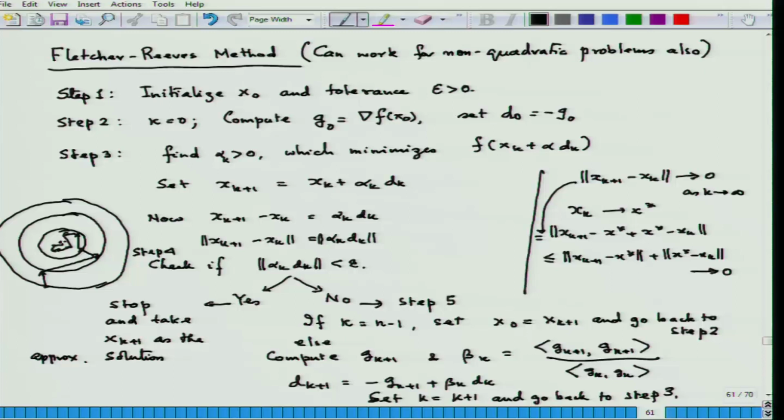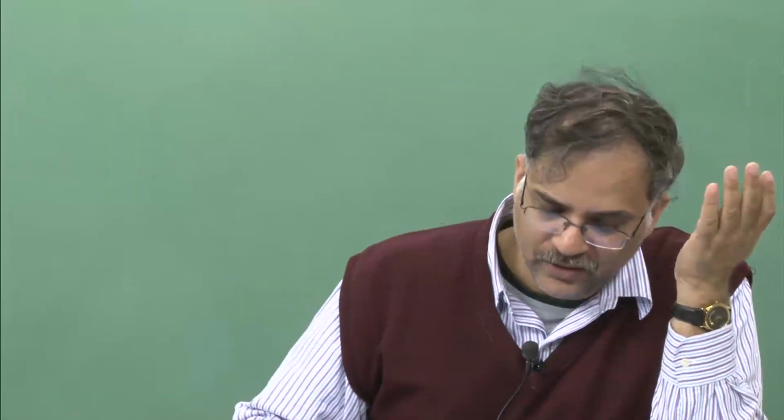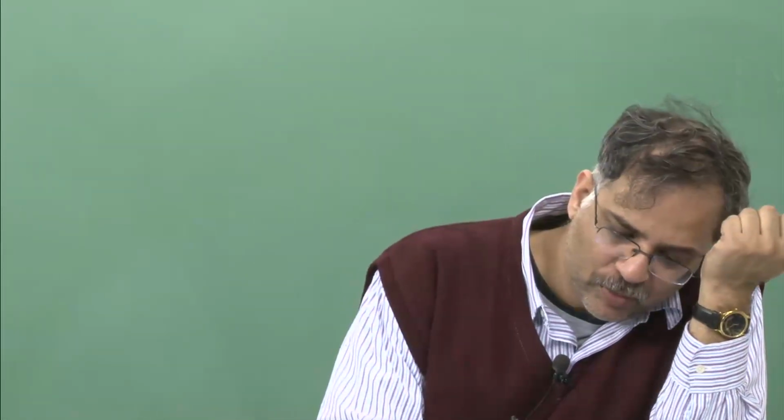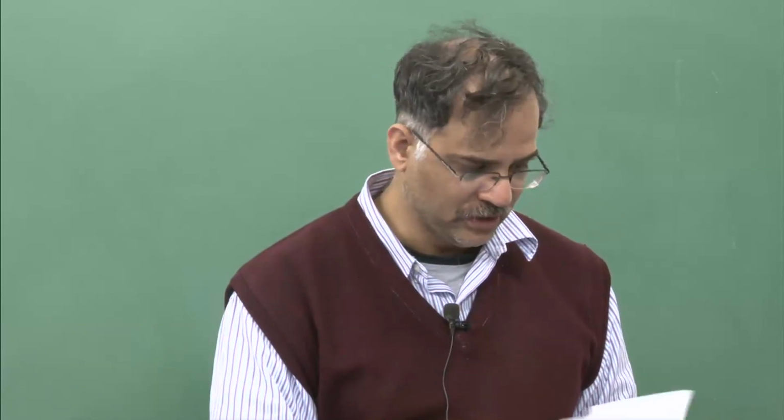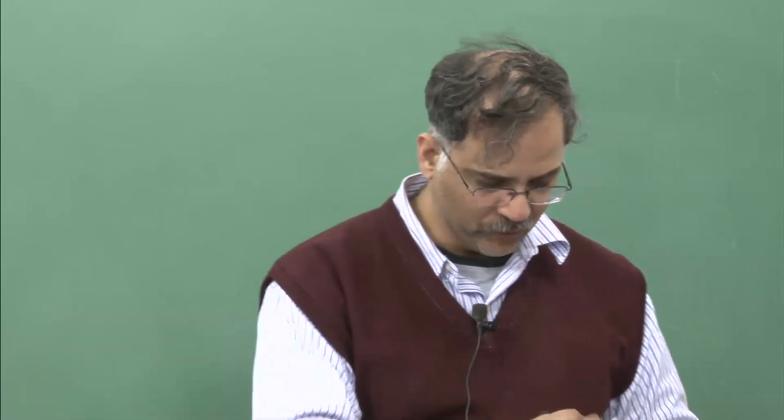Now we are going to end our discussion of conjugate directions and the conjugate gradient method with this very important class, and then we will go into a slightly interesting problem called the least square problem. What does this least square problem mean? Least square problems show how optimization can help you in solving equations, and let us just see what we can do about it.